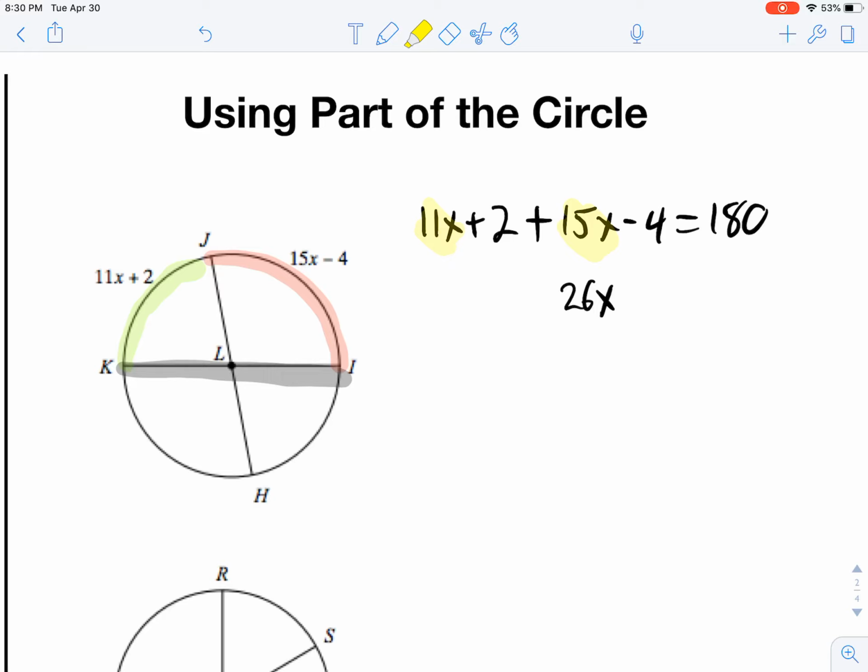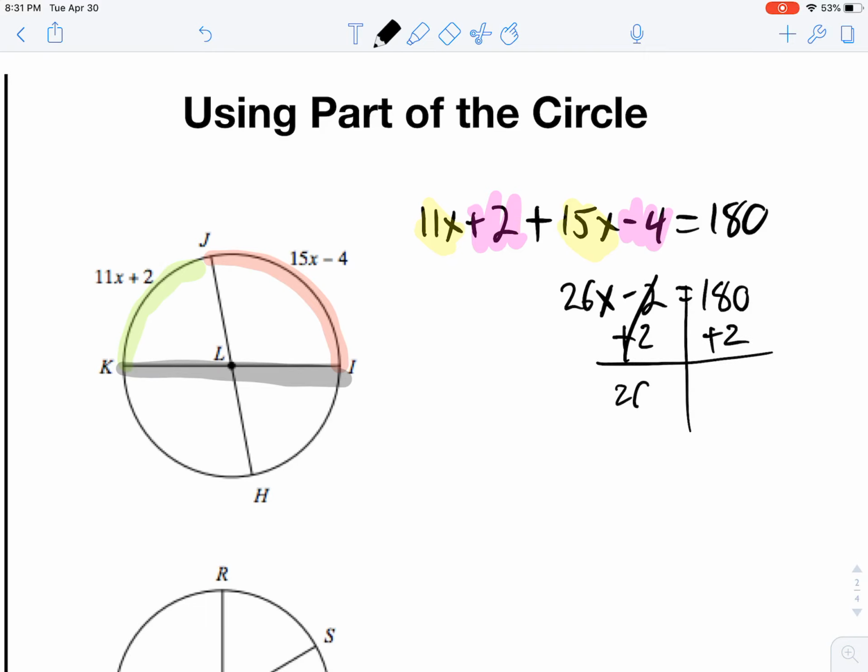Is there anything else I can put together? Sure is. I got that 2 and that minus 4. Don't forget that sign in front of it. When I put them together, I get minus 2 equals 180 degrees. Okay, solve for x. Add 2 to both sides. Get 26x equals 182. Okay, gotta divide both sides by 26. Those cancel out. You get x equals what?